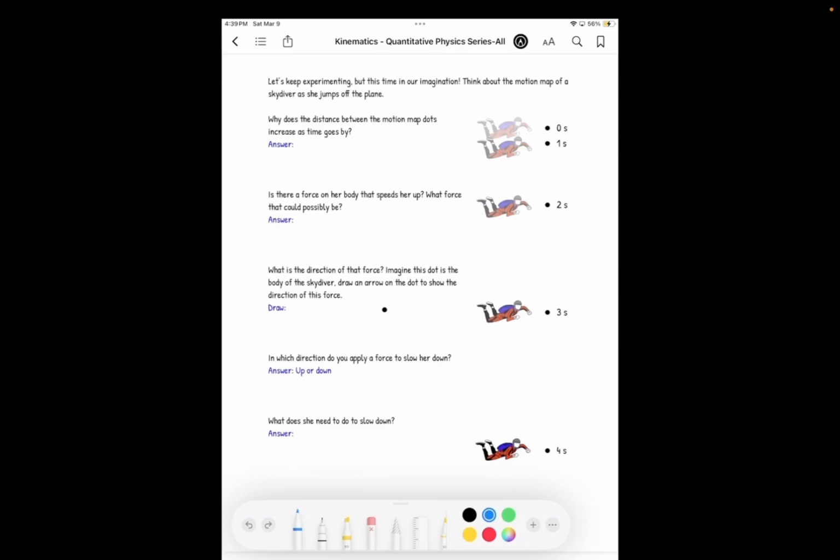And if I have to draw it, what would be the direction of that force? Down. Downward, right? So you can kind of see that now if you look at the motion of this object, and it is speeding up, and this object is moving downward and is speeding up in that direction, there must have been a force that is acting on this person downward, right? Yeah. What does she need to do to slow down, you think?